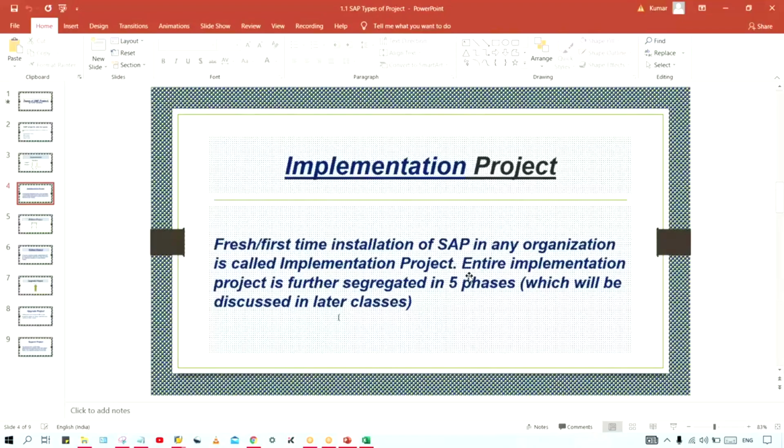The entire implementation project is further segregated into 5 phases, which will be discussed in later classes. In an upcoming session, I'm going to explain, guys. This is also very important because people will ask multiple questions from that during interviews. So that is also going to be explained in detail, right?